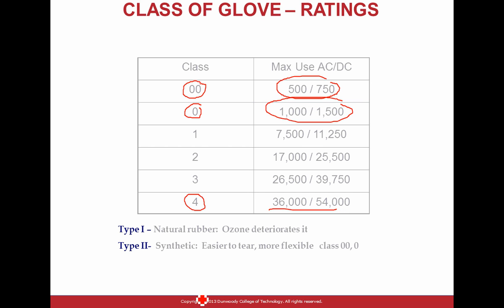So they come in 2 types, natural and synthetic, and I'm going to spare you the details. The ones you're working with, that you looked at, come in synthetic. They are easier to tear, more flexible.